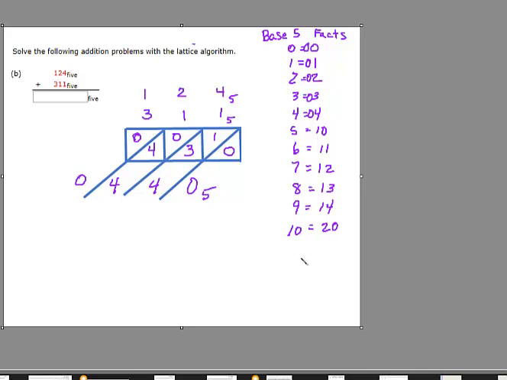And writing your facts out here to the side really helps, because if your answer had been like 7 or something, you go, oh, that's a 1, 2. So I go ahead and write those down if I was going to do this lattice algorithm in a different base.